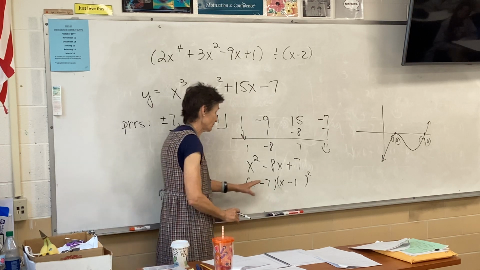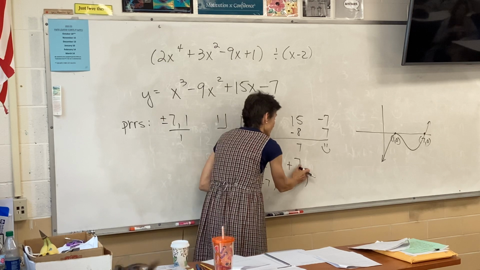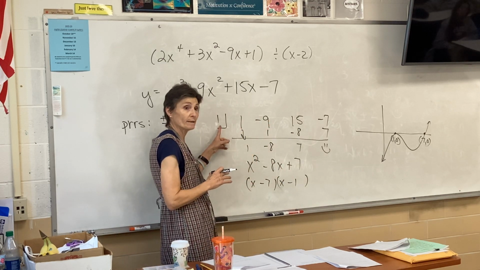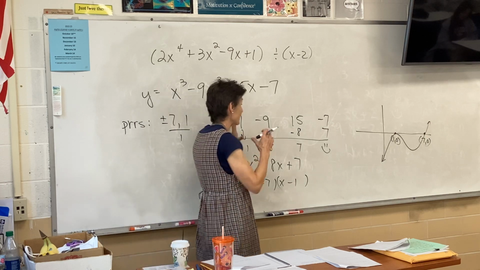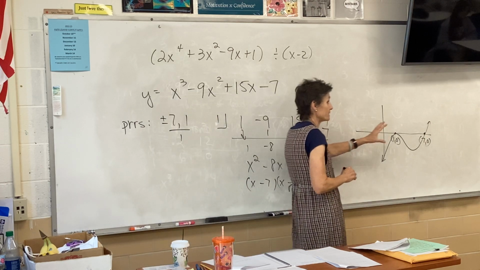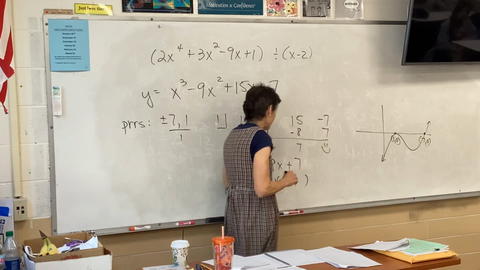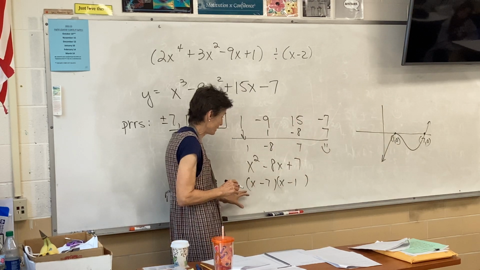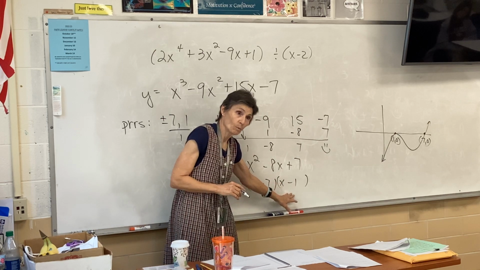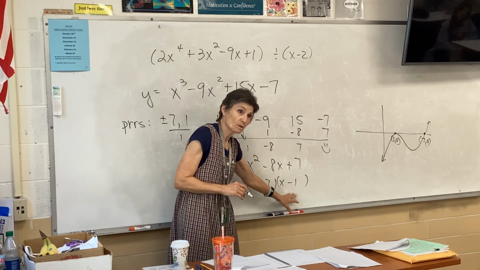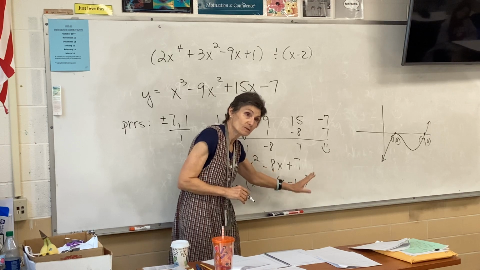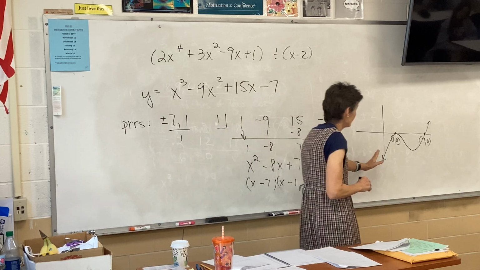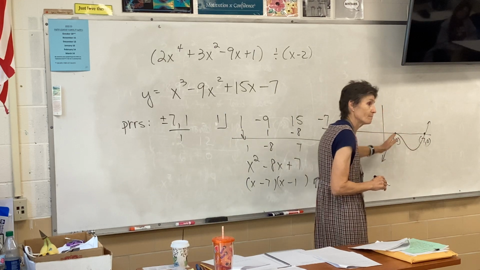Now, that was a little tricky, that squared part. Does everybody understand what happened? When we guessed 1, it worked, which told us we had a dot there. But then after we did the division, and we factored the quotient here, we got another dot at 1. Which means that factor happened twice. And when it happens twice, it means you have a little parabola there.